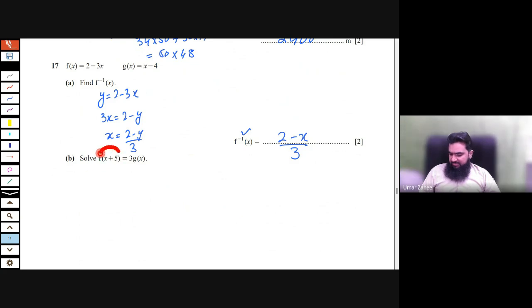In the next part, he says that f of x plus 5 is equal to 3 into g of x. So the f function is 2 minus 3x, is equal to the g function, which is x minus 4. As the value of x, I will substitute x plus 5.